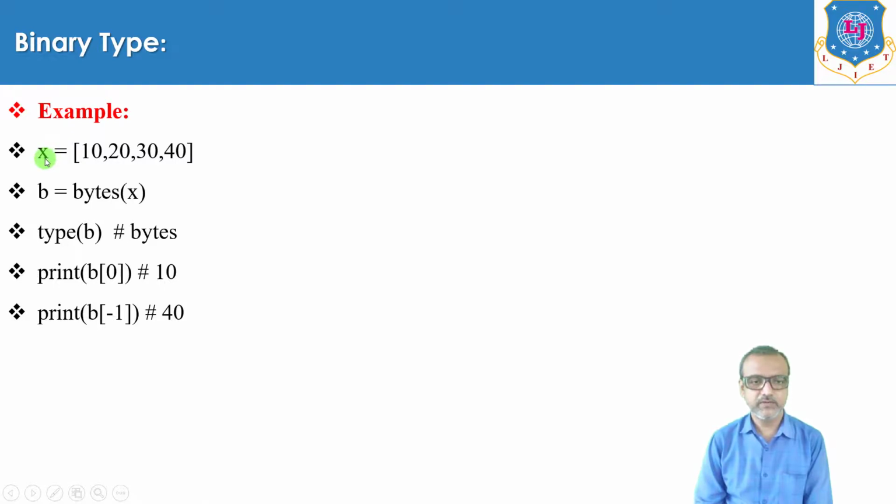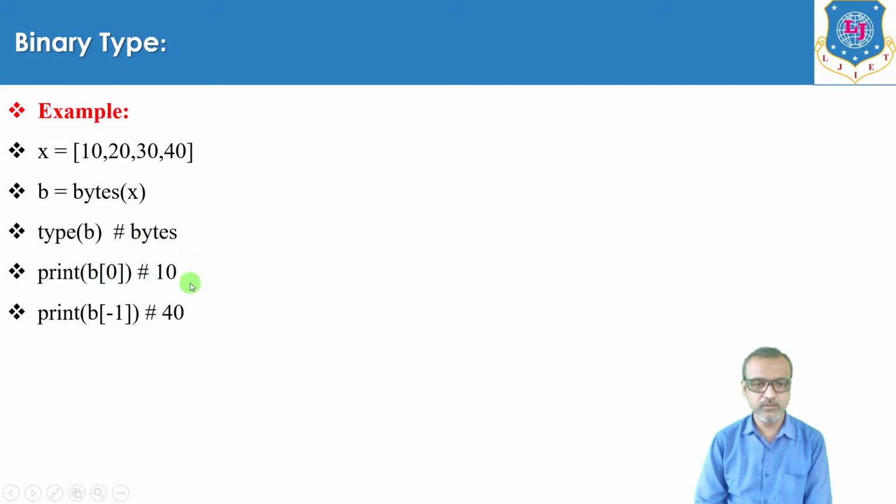We have taken one list, that is X, and in list X we have these elements, that is 10, 20, 30, 40. Now with the help of this variable B, we are going to convert this list X into bytes data types. That is B equals to bytes of X. So if we write down type of B, so what is the type of B? So in B we have bytes of X. So definitely its type is bytes.